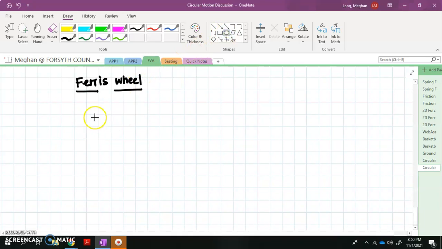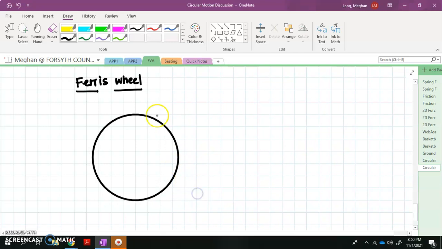Now, that's cool. We all know that happens because we feel that, except your force of gravity does not change because your mass didn't change and the planet you're on, so your acceleration did not change, okay?